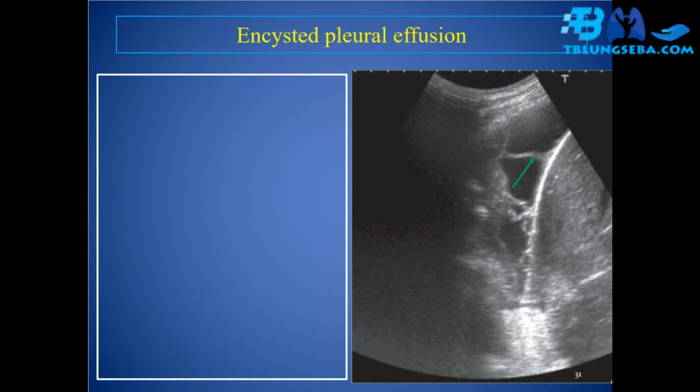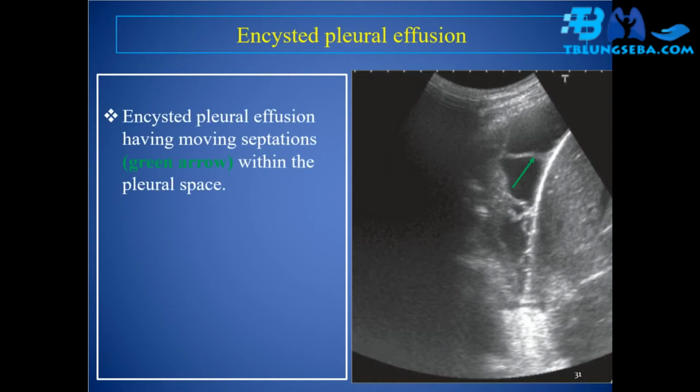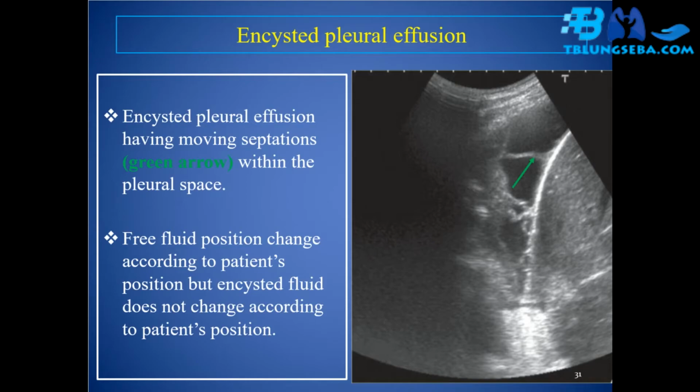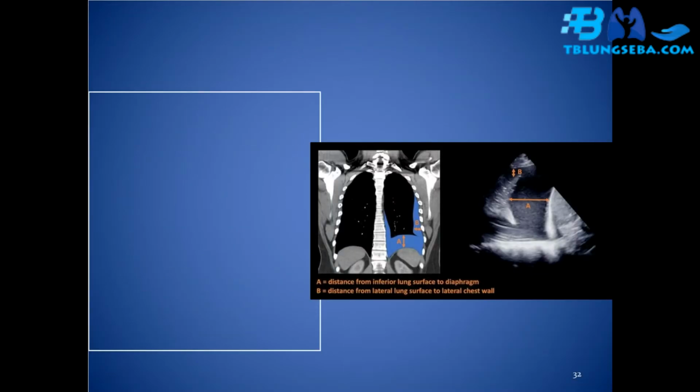Encysted pleural effusion. Encysted pleural effusion having moving septations, green arrow, within the pleural space. Free fluid changes position according to the patient's position, but encysted fluid does not change according to the patient's position.